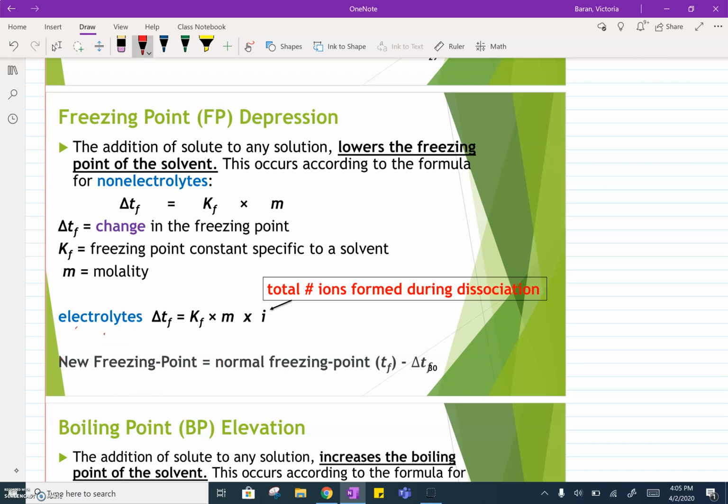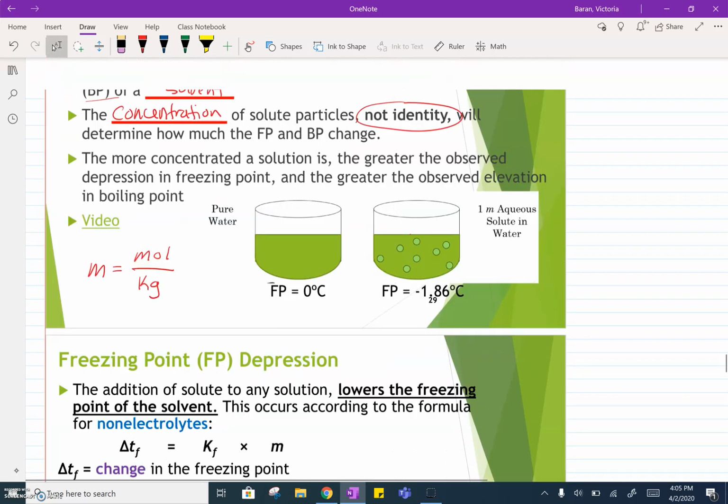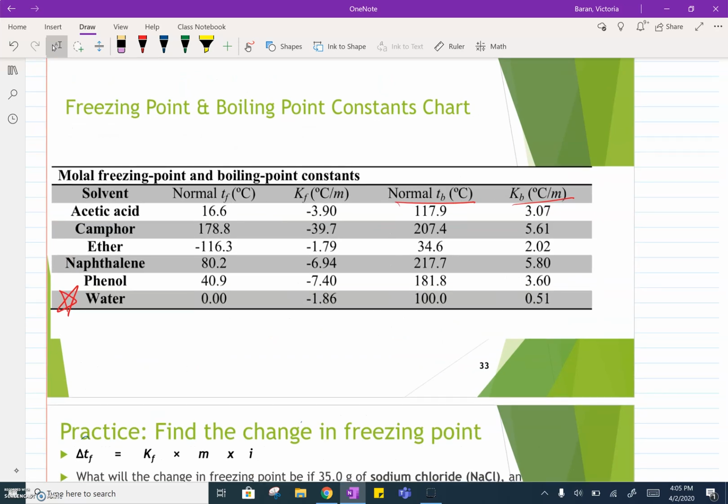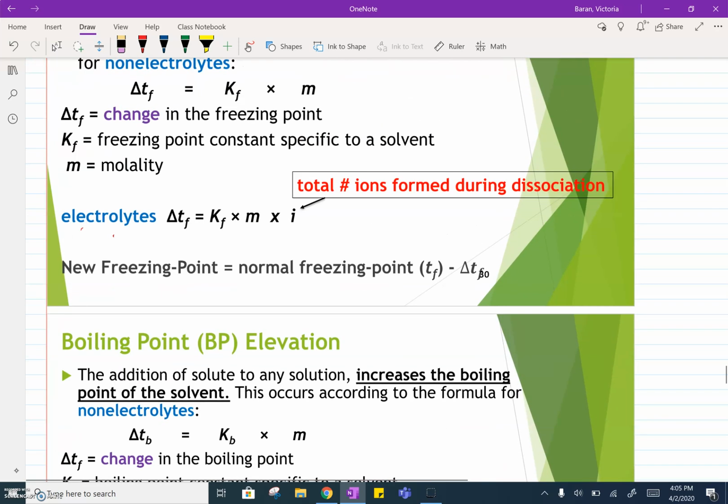So the K of F value, which you need to calculate the change in freezing point, is a constant that I will provide to you. And you can find that on this chart right here, okay? And I'll go over that in just a moment when we get to the example problems.